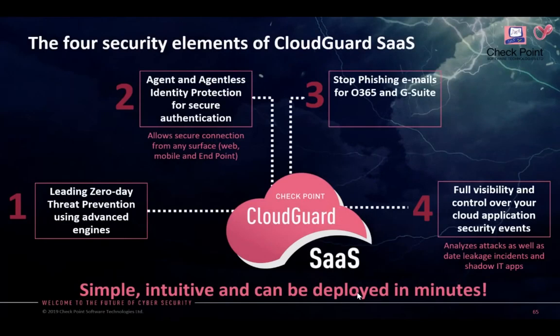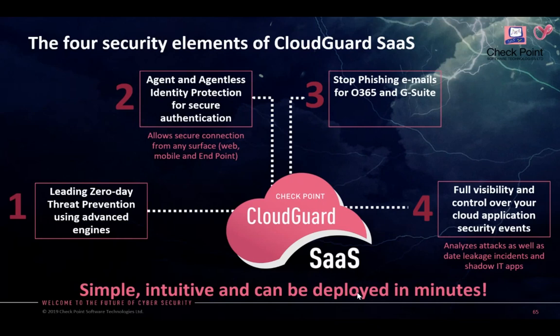And these are all the four security elements of CloudGuard SaaS: leading zero-day threat prevention using advanced engines, agent and agentless identity protection for secure authentication, stopping phishing emails for Office 365 and G Suite, and full visibility and control over the cloud applications and security events. So these four are the important elements of CloudGuard SaaS.